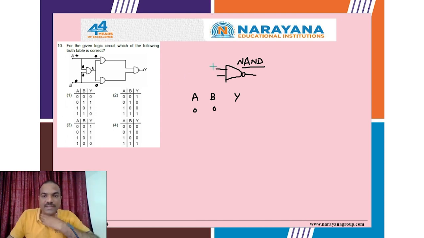So for the NAND, if you are giving 0 and 0, for an AND gate it should be 0, but as it is a NAND gate it will be 1.